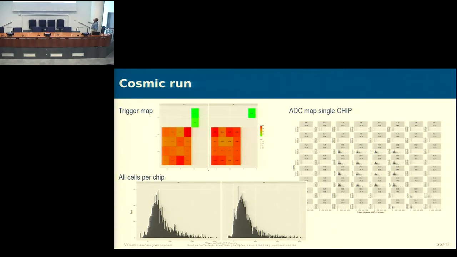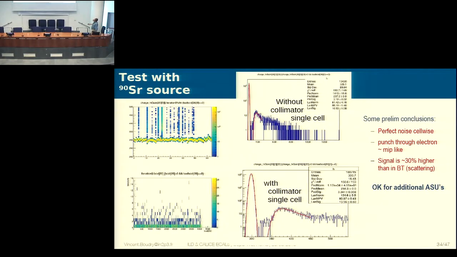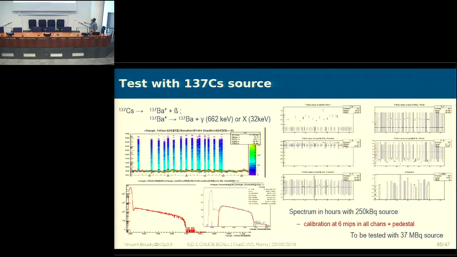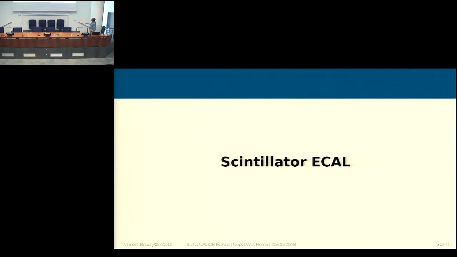And that's testing with cosmics, strontium source. Unfortunately, with this source, you can highlight only one cell at a time. And what we found nice is that with cesium 137, you can highlight all the cells and still get something on which you can test the calibration of the chips up to of the order of 6 MIPs. So that was really a nice discovery made a bit by chance.